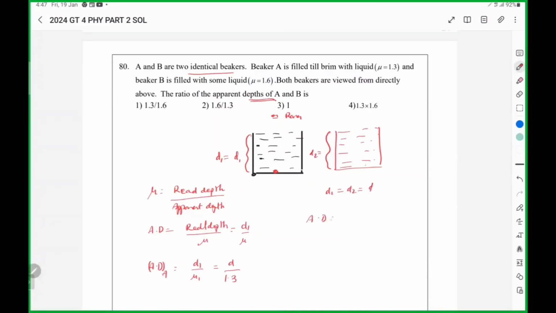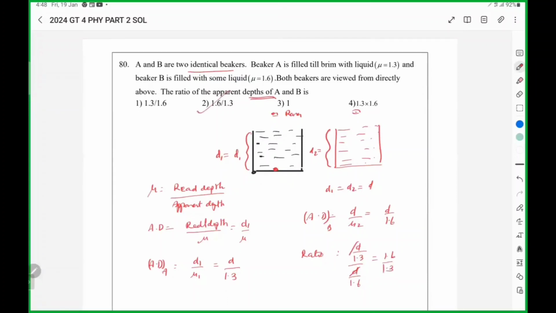Again, apparent depth is d by mu2. Here mu2 is 1.6. So when it is observed from here, the ratio will be d by 1.3 by d by 1.6, so 1.6 by 1.3.